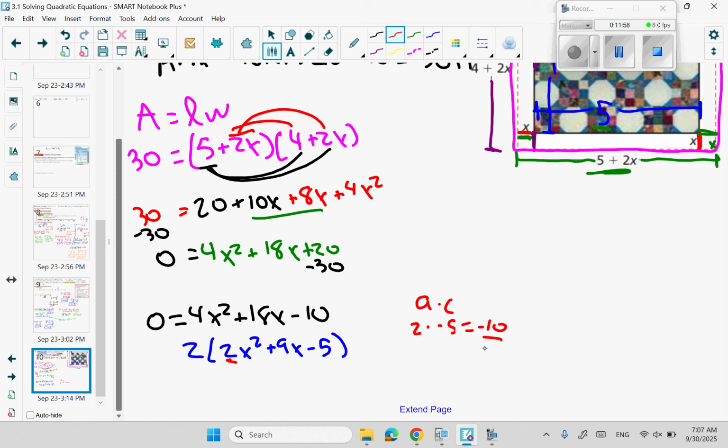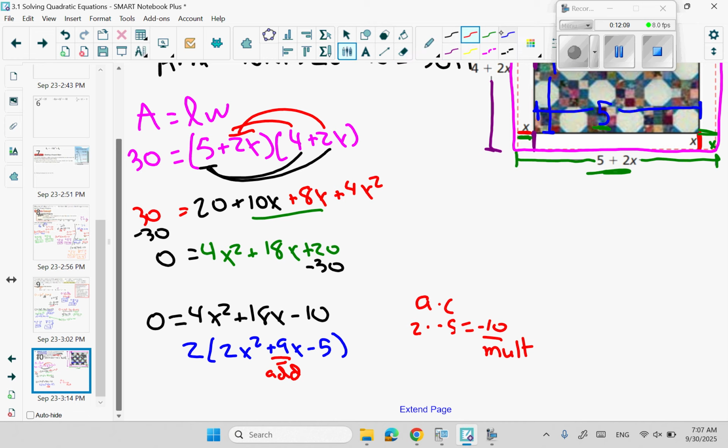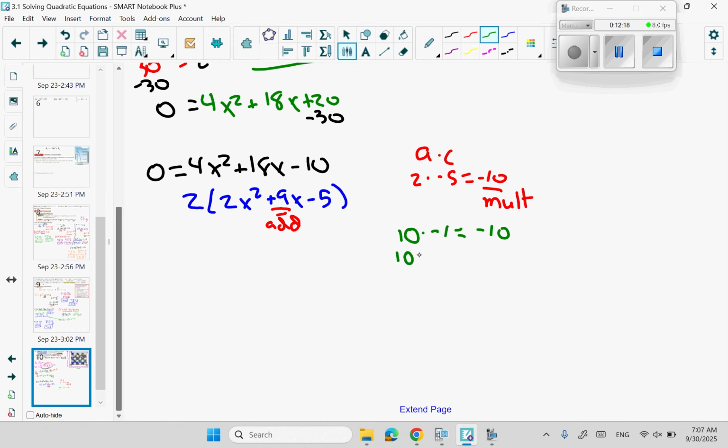So what multiplies to negative 10 that adds to positive 9? Well, that would be positive 10 and negative 1. So 10 times negative 1 is negative 10. 10 plus negative 1 equals 9. So we're going to get 0 equals that 2 out front, 2x squared plus 10x minus x minus 5.